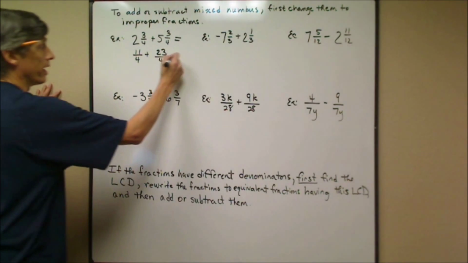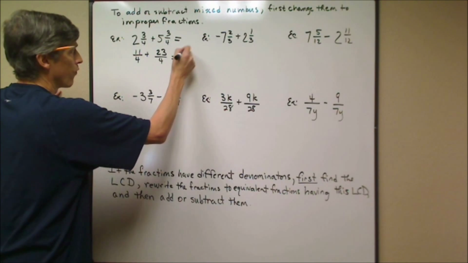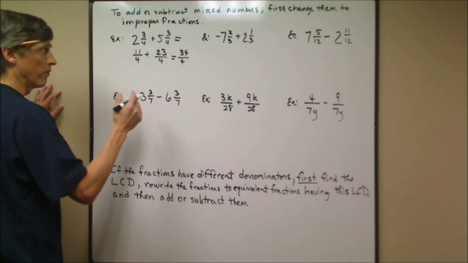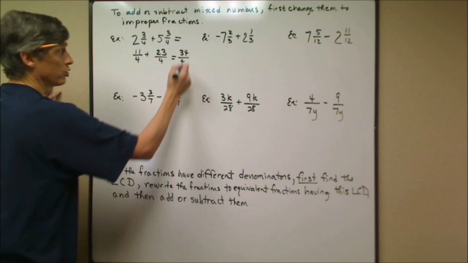Now I'm going to add the numerators. That would be 34 over 4. I'm going to simplify. I can divide top and bottom here by 2.